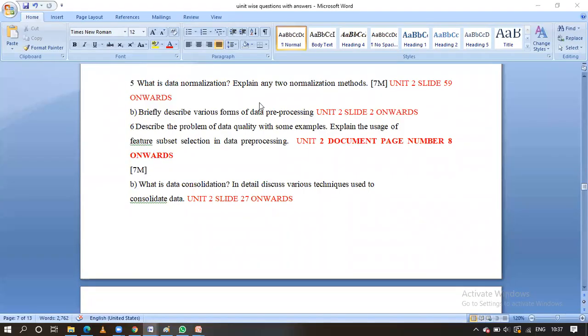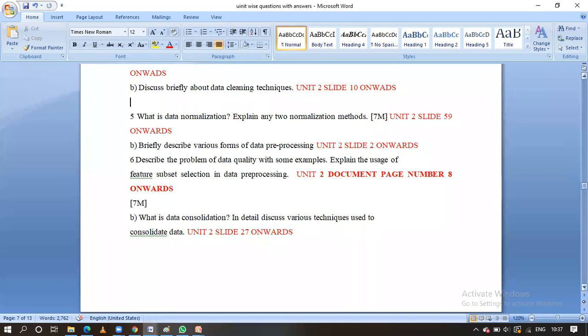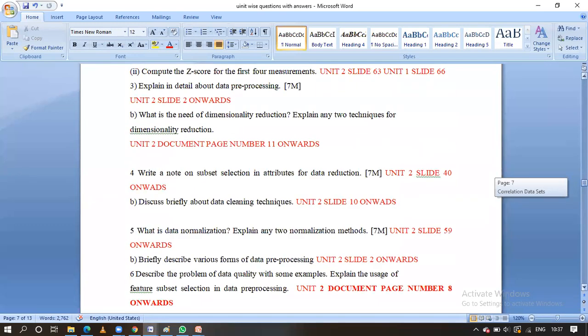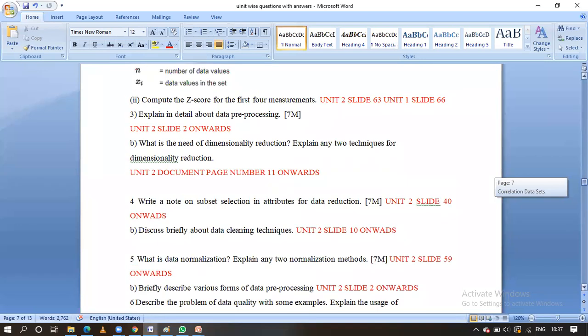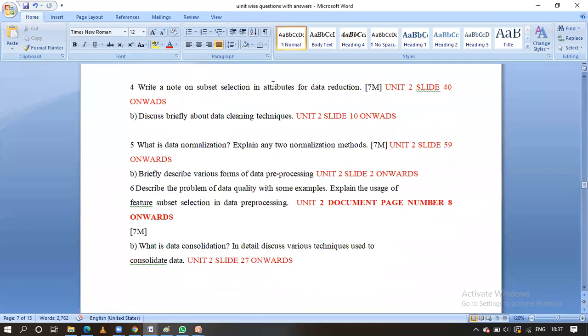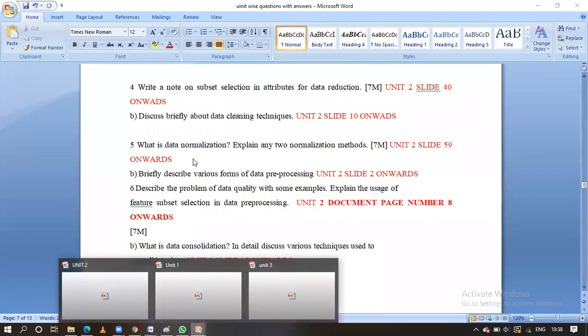Okay, yesterday we stopped at the second unit, important question discussion and revision. We are in subset selection of attributes for data reduction. Let us go for that one, guys. That is the fourth question. We need to go to slide 40 onwards. Let us discuss it.